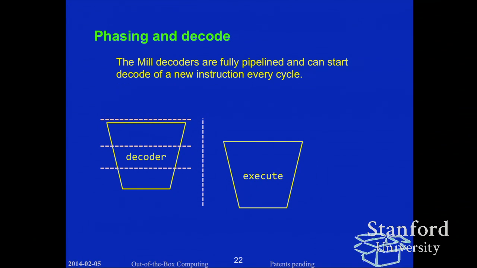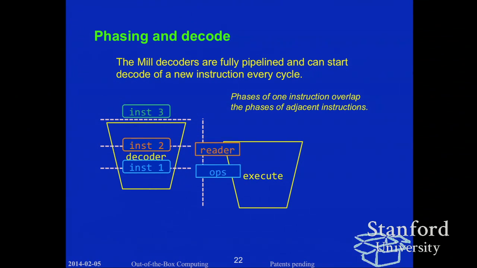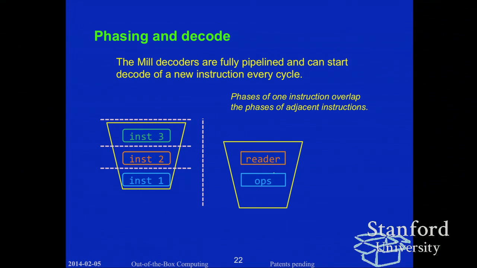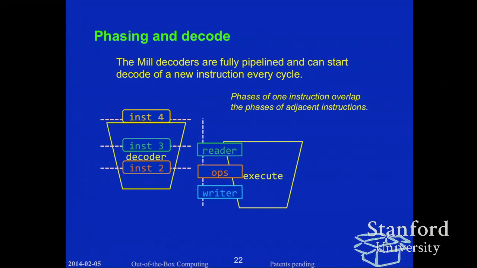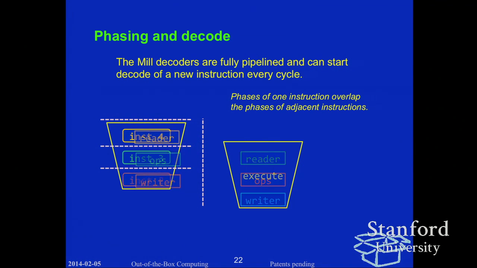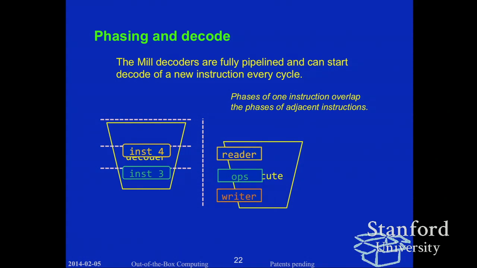The decoders are fully pipelined, and so as a result, you can initiate the decode of a new instruction every cycle. There's our first instruction going in. It produces a reader result and moves down, but meanwhile the next instruction gets pulled in. And its partial decodes go over to execution, and yet another instruction gets pulled in. And this becomes your steady state.